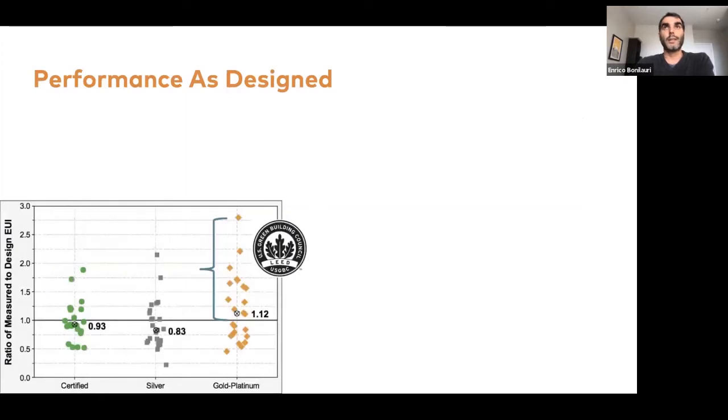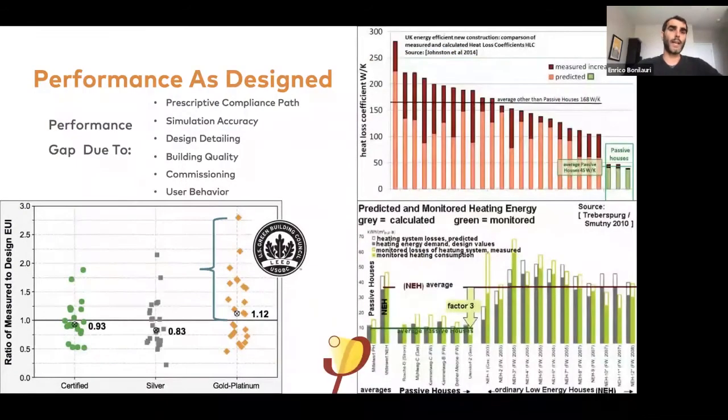Something that is very important: the closer you get to zero energy consumption, the more everything matters. So the design tools need to be more accurate, the implementation needs to be more accurate, you just need to be more thorough. And this leads to performance gaps sometimes. That can be caused by just using prescriptive paths or having simulation software that is not very accurate, or design that is not very detailed, or construction that is not very thorough.